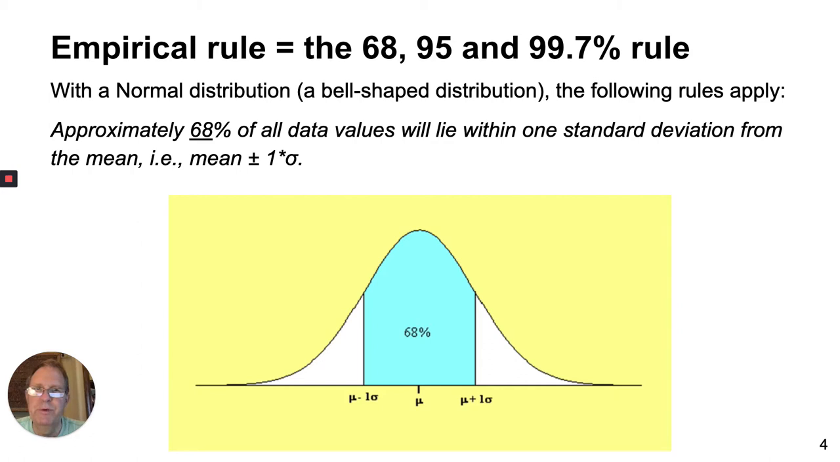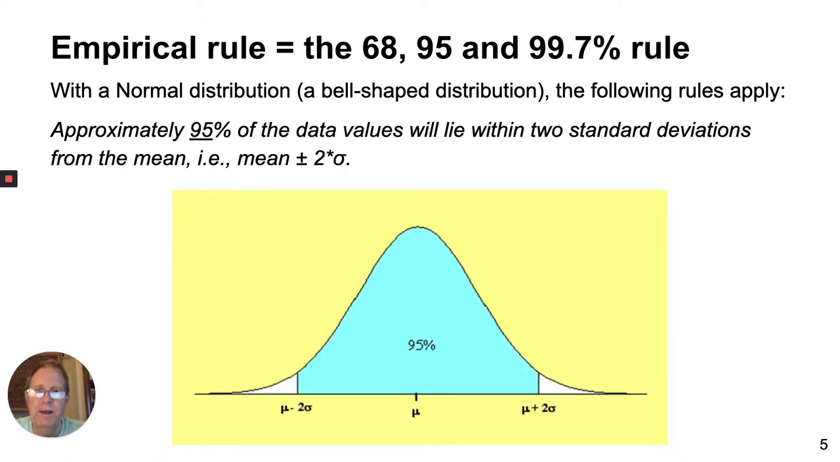Within a normal distribution, the following rules apply. Approximately 68% of all data values will lie within 1 standard deviation from the mean. So 68% is within 1 standard deviation of the mean. That's the area shaded in green.